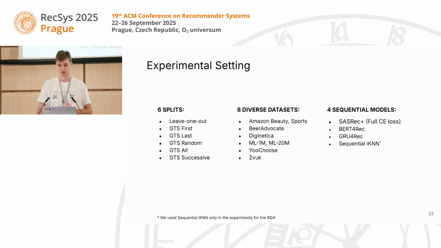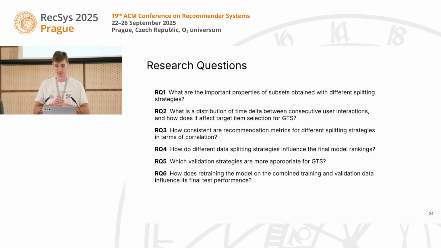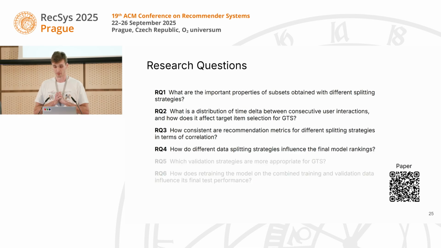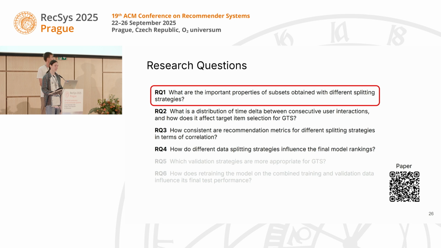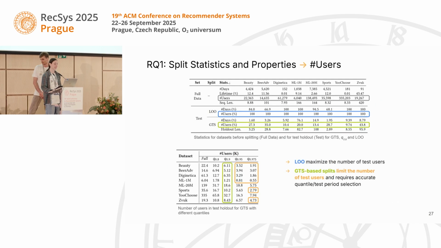So we performed extensive experiments across 6 splits and targets, 8 datasets, and 4 models to address the following research questions. The last 2 can be found in the paper. Here we will cover the first 4. And the first one is: what are the statistical properties of subsets obtained with different splitting strategies?